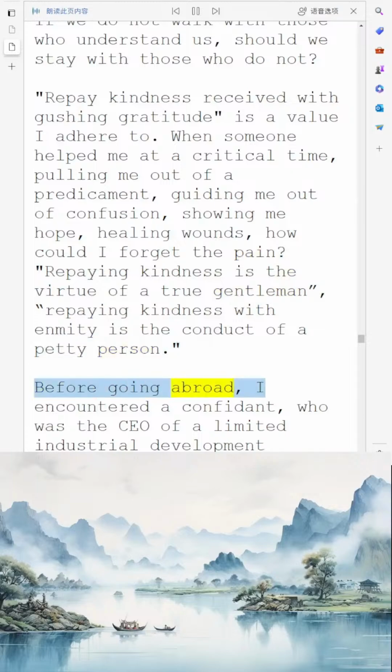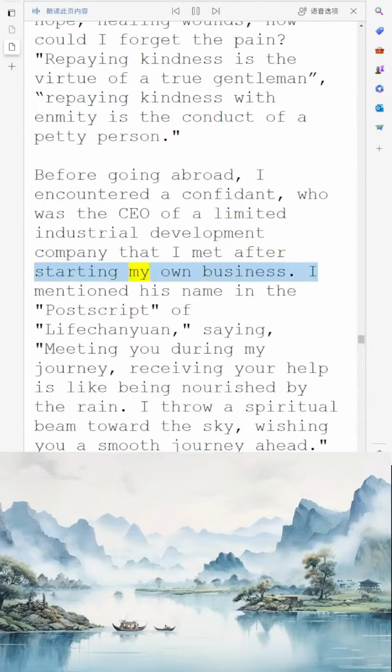Before going abroad, I encountered a confidant who was the CEO of a limited industrial development company that I met after starting my own business. I mentioned his name in the postscript of Life at Chanyuan, saying, "Meeting you during my journey, receiving your help is like being nourished by the rain. I throw a spiritual beam toward the sky, wishing you a smooth journey ahead."